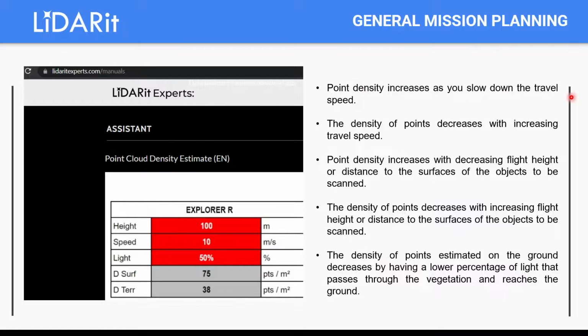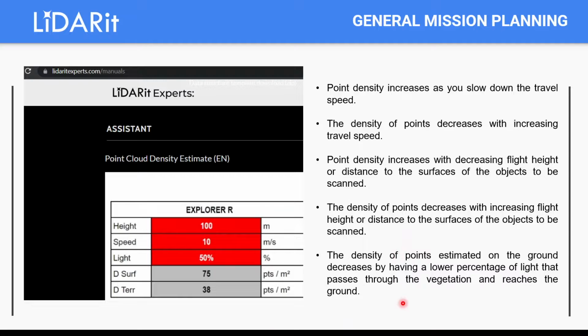Point density increases as you slow down the travel speed. The density of points decreases with increasing travel speed. Point density increases with decreasing flight height, or distance to the surfaces of the objects to be scanned. The density of points decreases with increasing flight height or distance to the surfaces of the objects to be scanned.